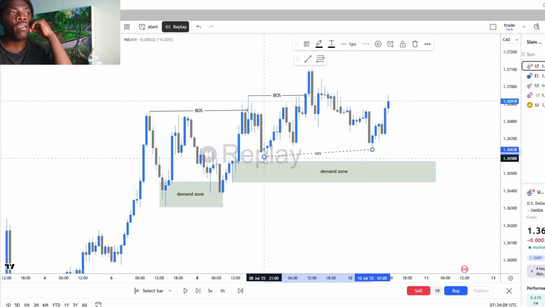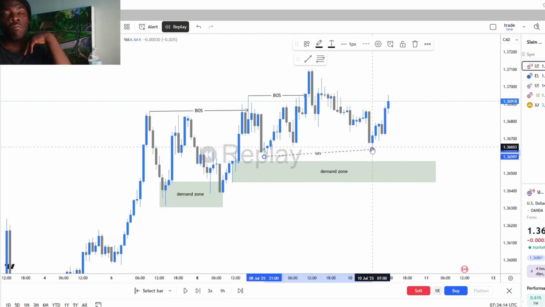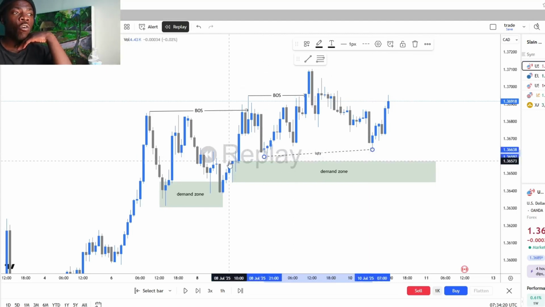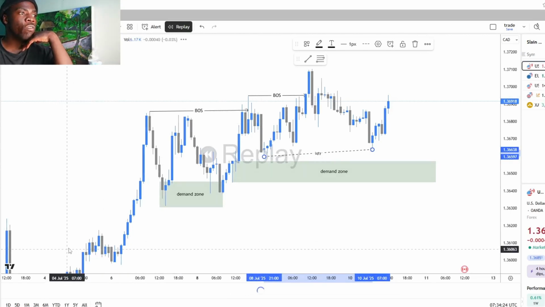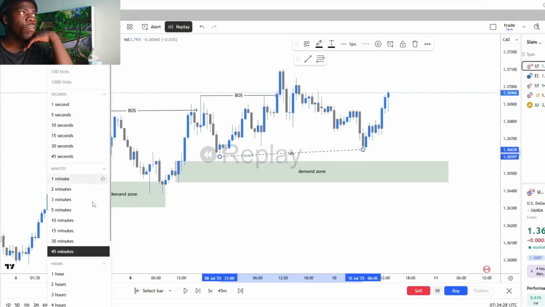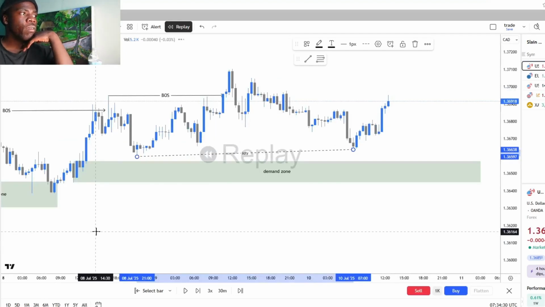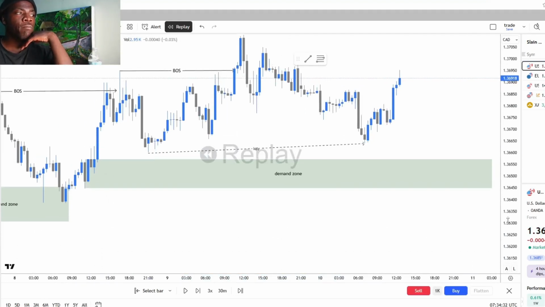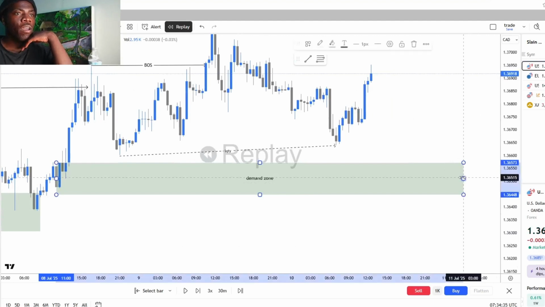So there's a bunch of buyers right here, and a bunch of buyers right here. Since there are a lot of buyers right here, and there's also a demand zone right here, let me go to the lower time frame so you guys can see. Let me go to the 30 minutes. Oh, you might not be able to see that on the high time frame.